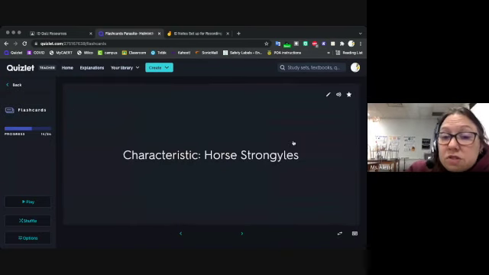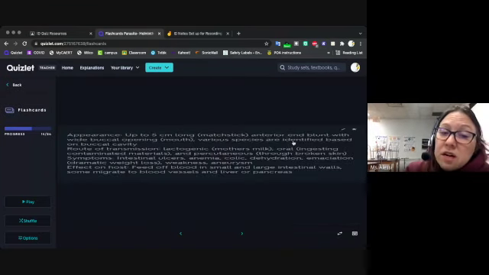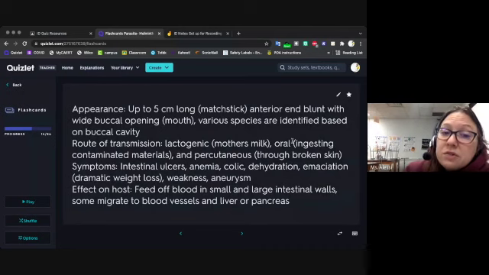Next, we have horse strongyles. Horse strongyles affect equines. They can be up to 5 centimeters long, about the size of a matchstick, anterior and blunt, with wide buccal openings. So again, a buccal opening is the mouth. There are various species based on that buccal cavity, so we are able to identify them based off of their mouth.